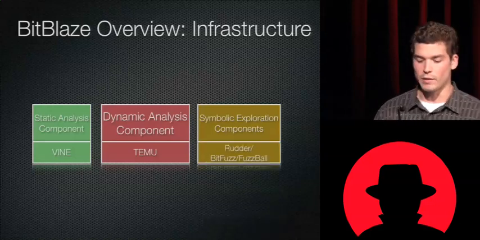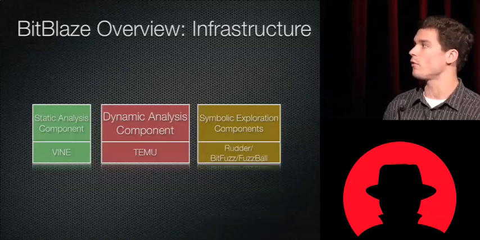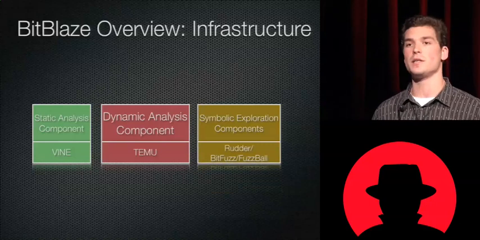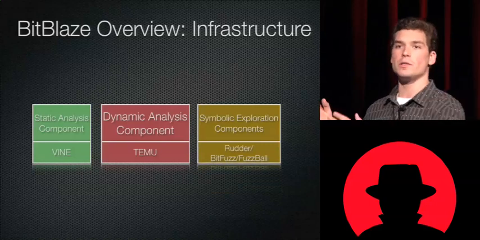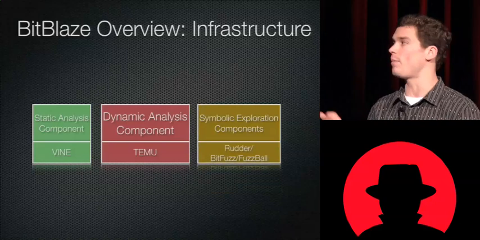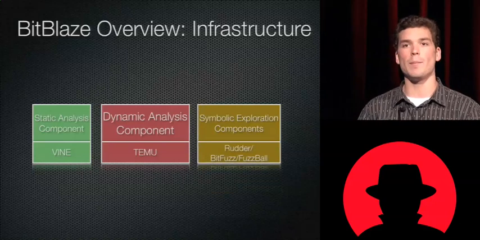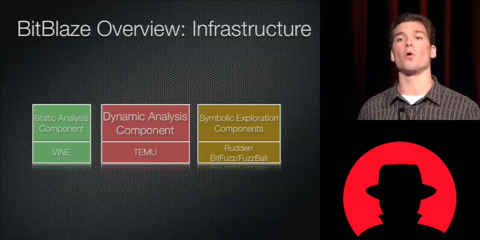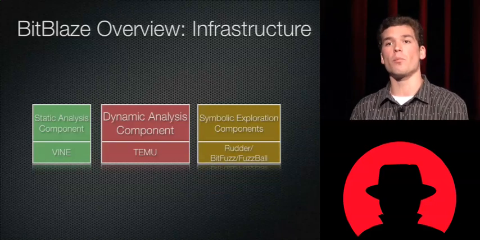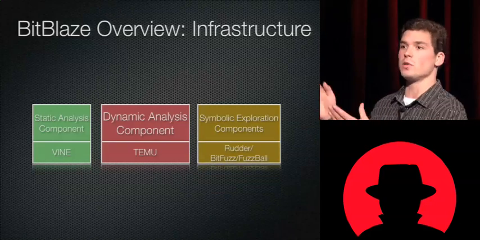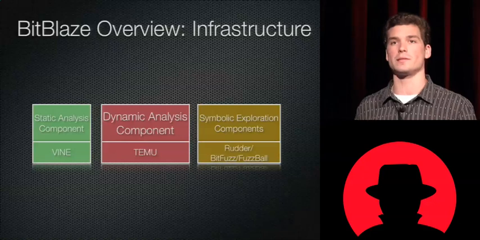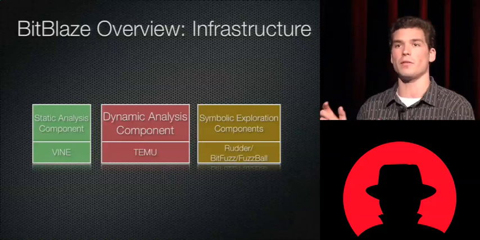And finally, we have the symbolic execution components. Currently there are 3 of them: Rudder, BitFuzz, and Fuzzball. And these components use the functionalities which are provided by Vine and Temu to enable symbolic exploration. So for a given program execution path, these tools can generate the symbolic predicates that the inputs have to satisfy to follow that path. Right?